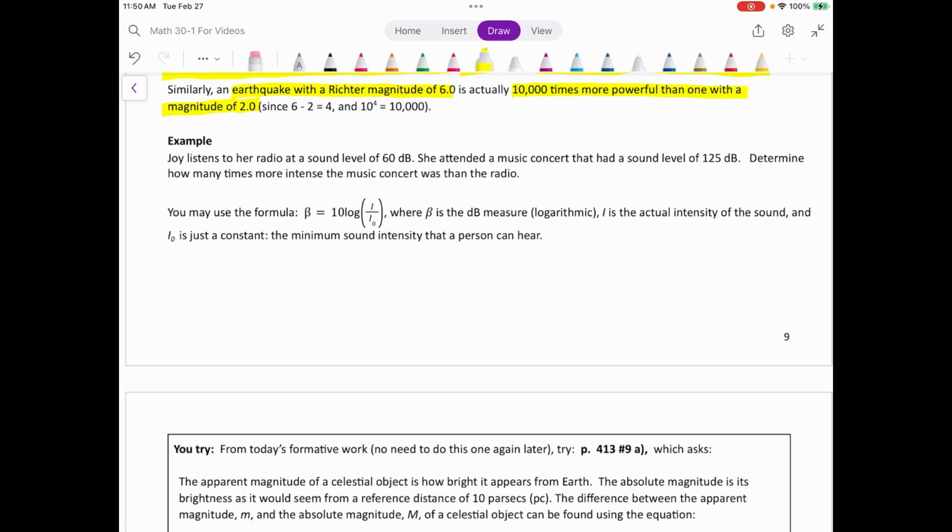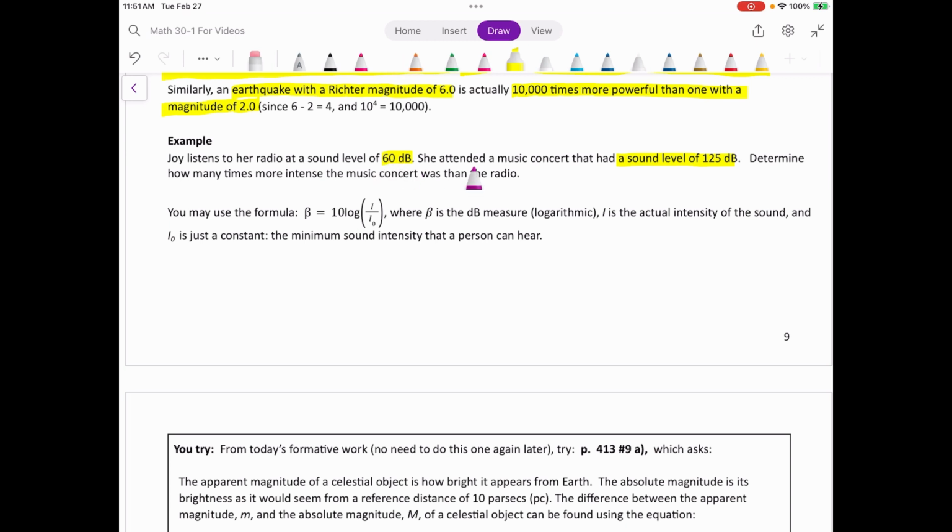Again, you're going to notice it's the same math skills, right? We're just talking about some real stuff now. So Joy listens to her radio at a sound level of 60 decibels. She attended a music concert that had a sound level of 125 decibels, right? And you might think, okay, so the concert was about twice as loud, right? About twice, a little more than twice as loud, a little more than twice as much sound energy being released.